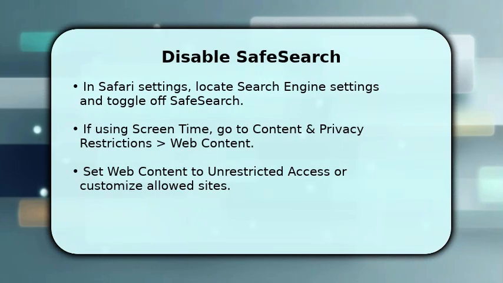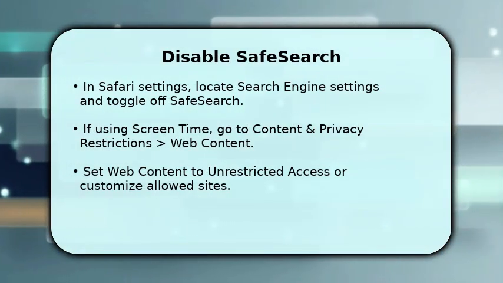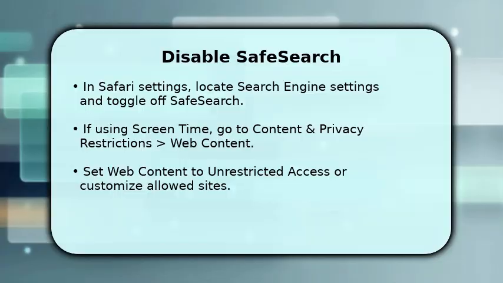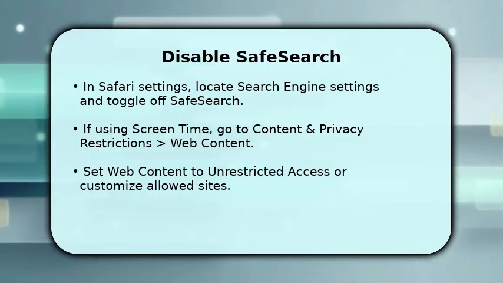You now disable SafeSearch by opening Safari settings and selecting search engine options. Toggle off any safe search or secure search features. If Screen Time controls are active, go to Content and Privacy Restrictions, then Web Content, and choose Unrestricted Access or explicitly allow sites you need.